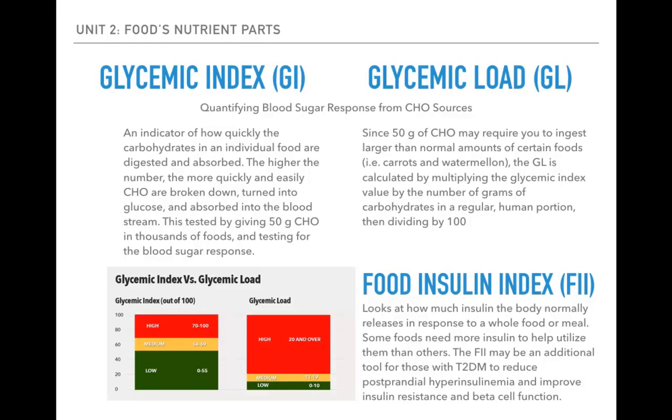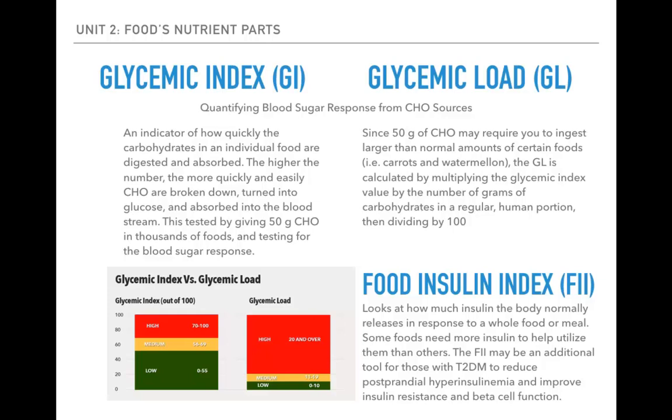But the problem is that 50 grams of carbohydrate in a carrot or watermelon means that you'd have to eat a lot of carrots or watermelon. So the glycemic load was created, and this is thought to be more useful because it's more of a practical assessment of a food's impact on the blood sugar. And this is created by multiplying the glycemic index by the number of available carbohydrates in a regular human portion. So it's more practical in that way. And then it's divided by 100. And you can see what constitutes high, medium, or low in the chart on the screen.